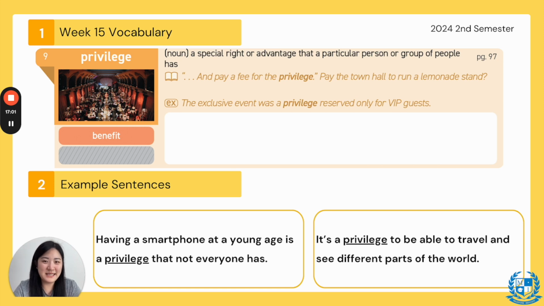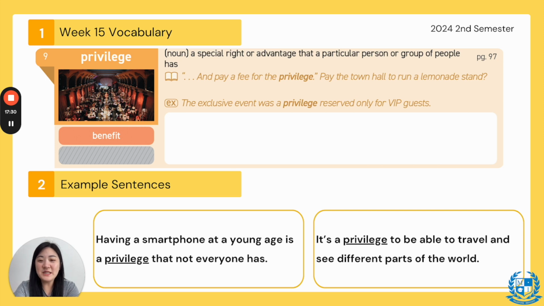Let's read the example together. It says, 1, 2, 3. The exclusive event was a privilege reserved only for VIP guests. So maybe they had a huge party, right? I think that's a party in our picture. It's a huge party, and only VIP guests have the privilege, have the benefit, have the ability to go to it.